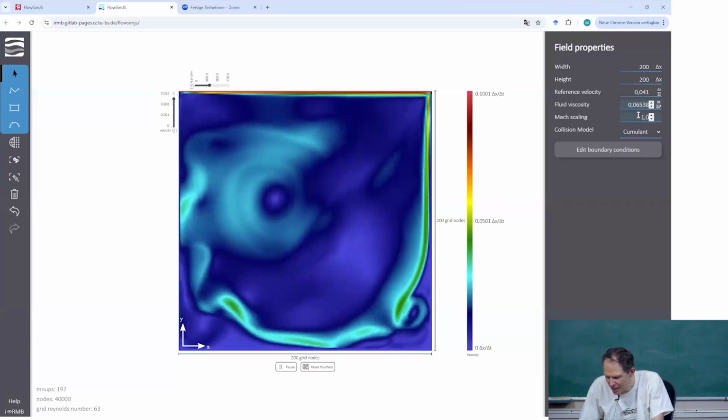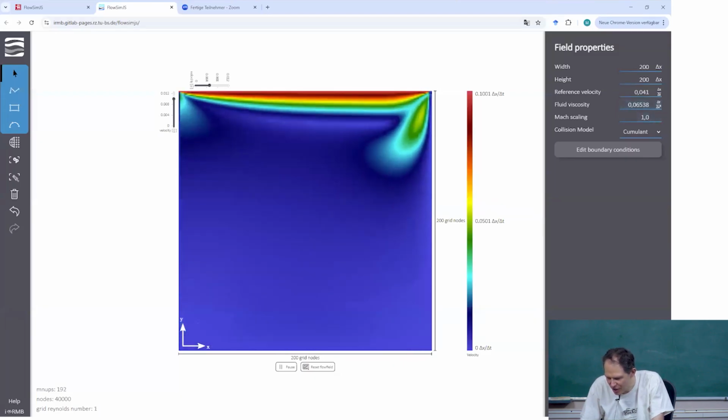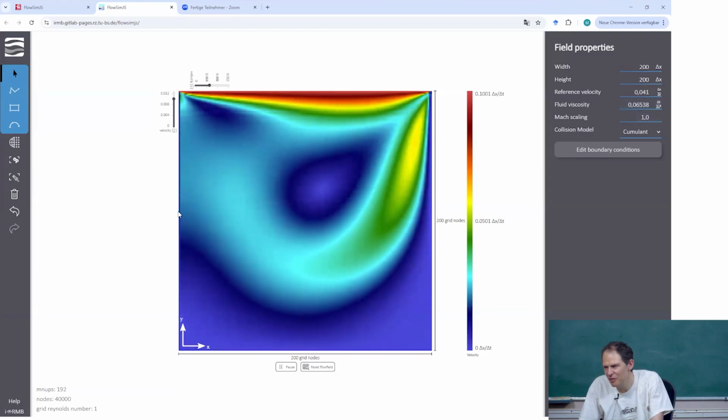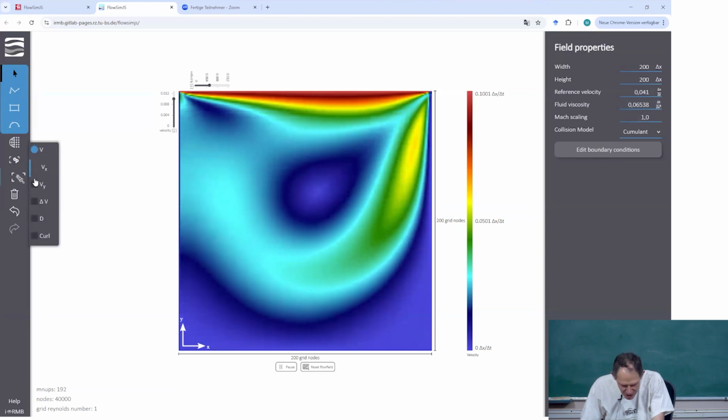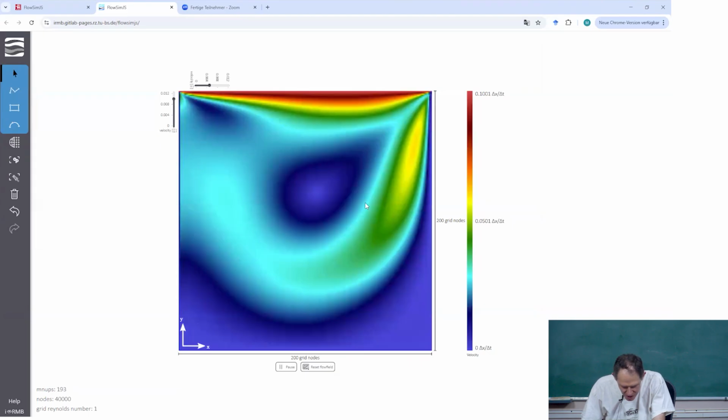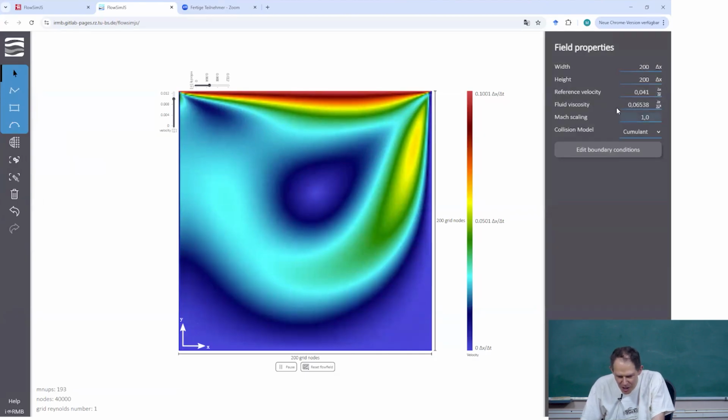For example, the viscosity. If we have the viscosity much higher, then of course we get the usual, what we currently see, by the way, is the velocity. I guess we can also, do we want to see curl? Okay, it does not, in this case, go back to the velocity. So now I put the viscosity much higher, so Reynolds number lower.